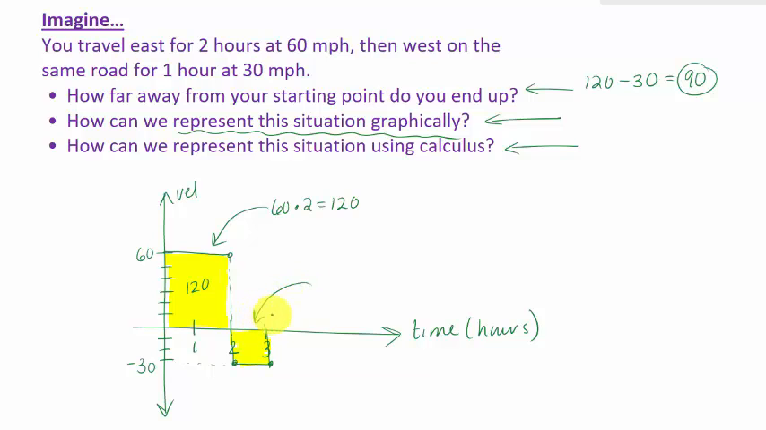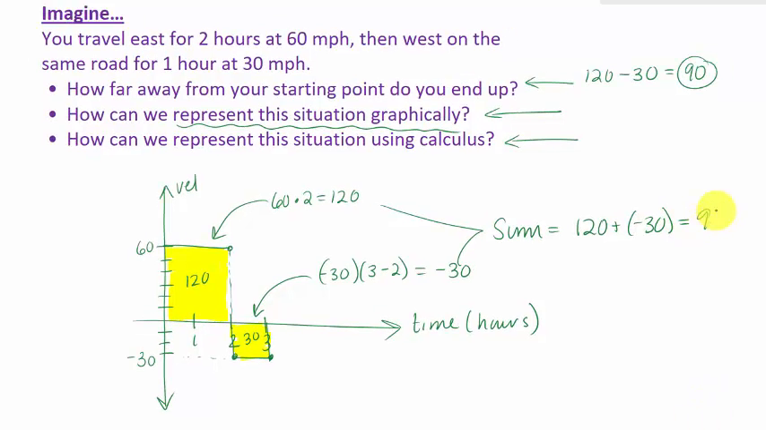So if we look at the area of this rectangle, we have negative 30 times the distance between the x values, which is 3 minus 2, which is of course 1. So that is negative 30. The negative indicates the direction we're traveling, and the 30 indicates the distance. So that is the area of that rectangle. And again, if we add those, the sum of those two values is 120 plus a negative 30, and that gets us our 90 that we had calculated before. So we've represented the situation graphically.